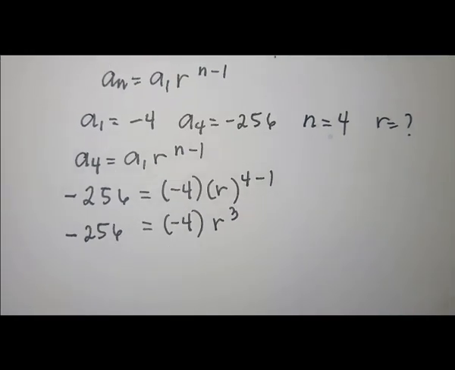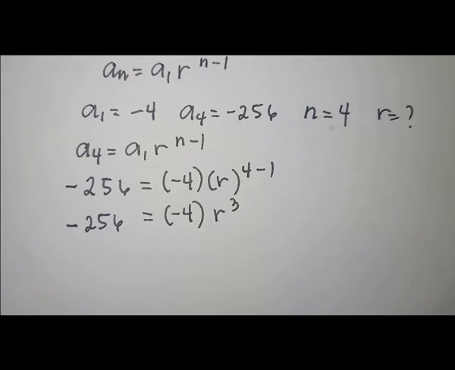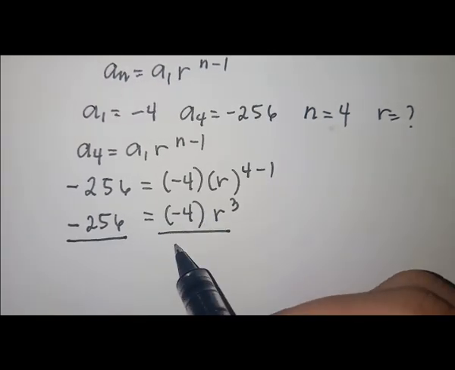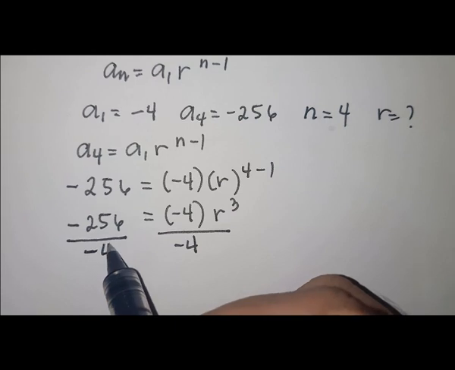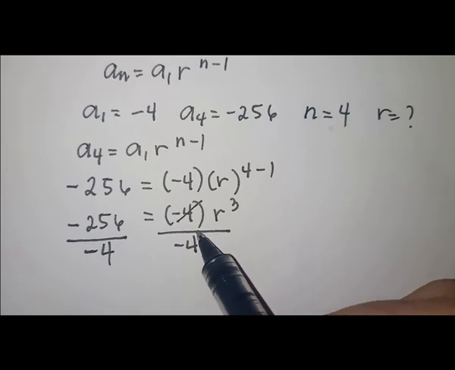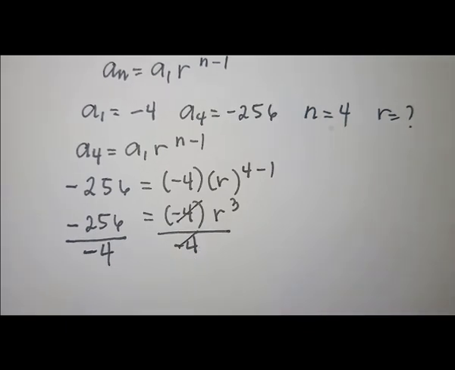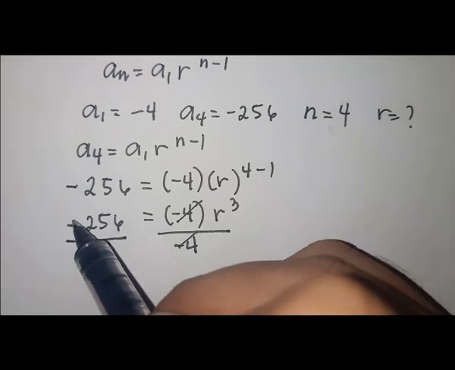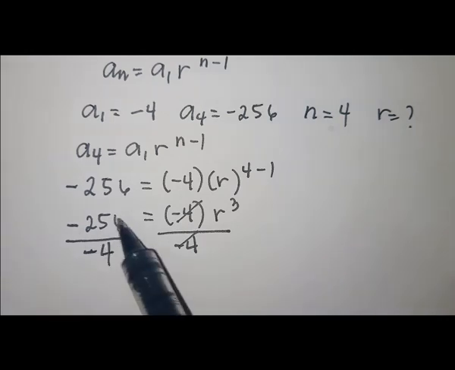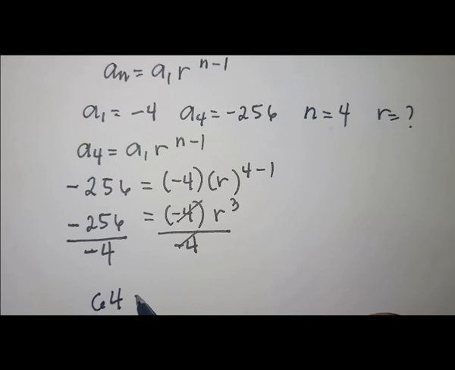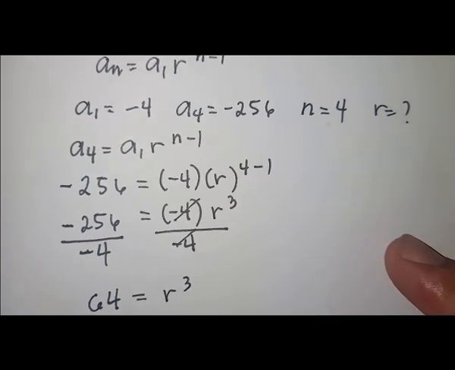Ang kailangan natin ulit, yung value ng r, tanggalin muna natin yung number na katabi ni r, which is negative 4. Let us try to divide both sides by negative 4. Negative 4 divided by negative 4 is positive 1, so cancel out na natin sila. Then negative divided by negative will become positive. So negative 256 divided by negative 4 will give you positive 64 equals r cubed.